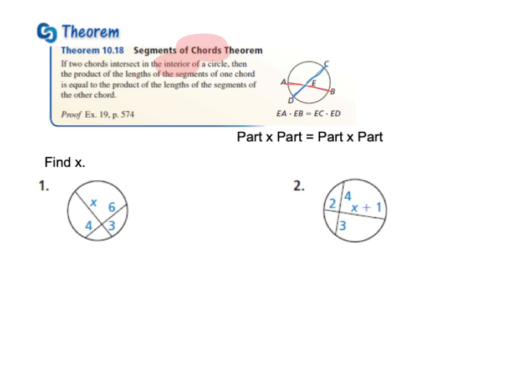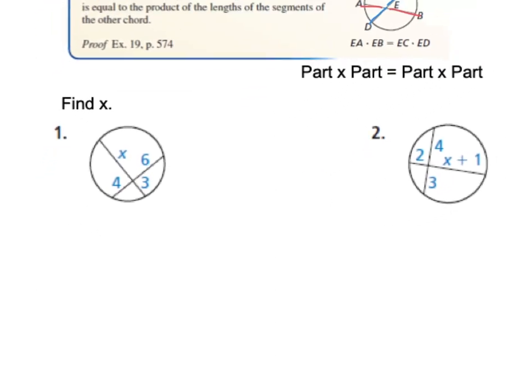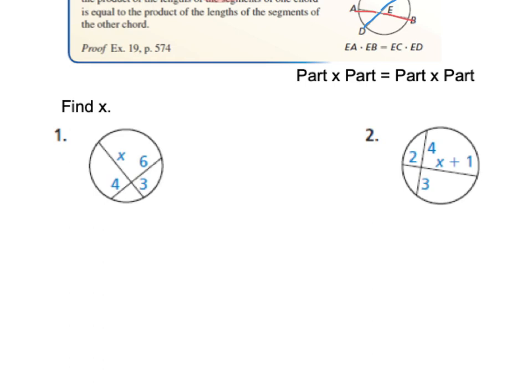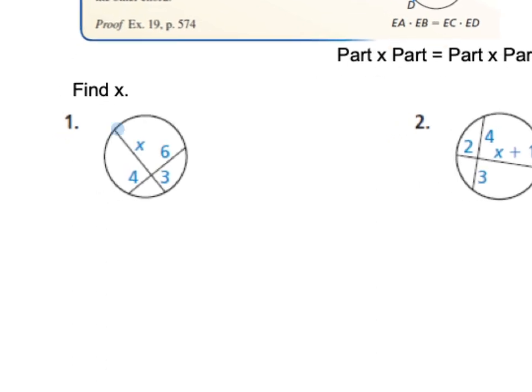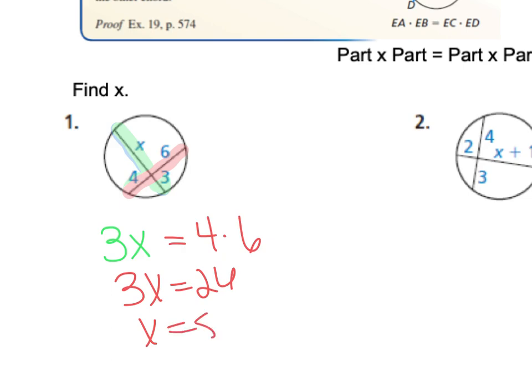So you're taking one segment and multiplying the parts of that segment times each other. For instance, with numbers, here on our first example, our first segment is, I'm going to highlight here in blue, and the 2 parts of that segment, we have 3 and we have x. So part times part would be 3 times x. And then our other segment, let's do it in a different color here, is 6 and 4. So those 2 parts, you're going to multiply 4 times 6. So we'd have 3x equals 24, so x equals 8.